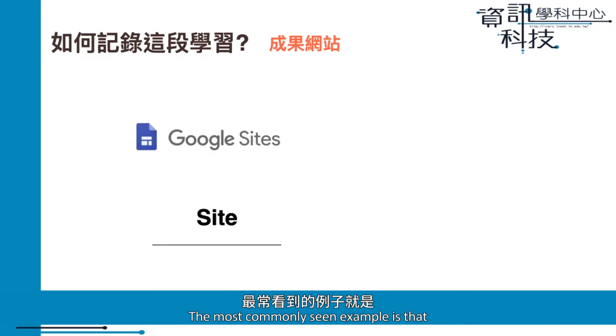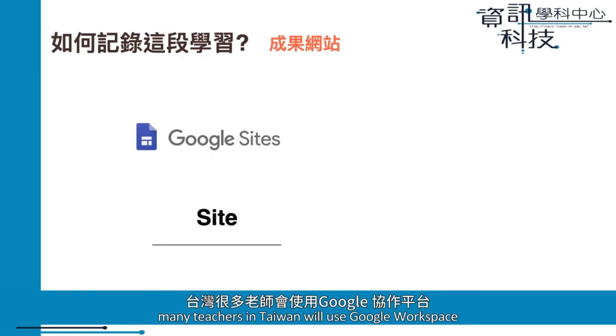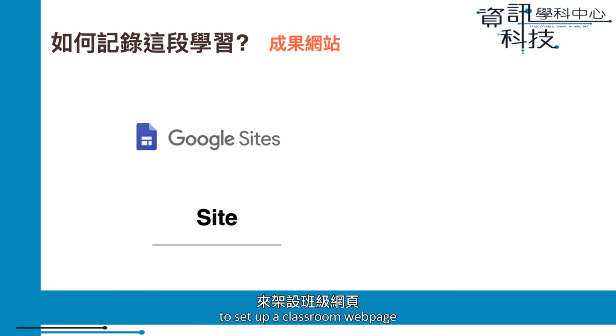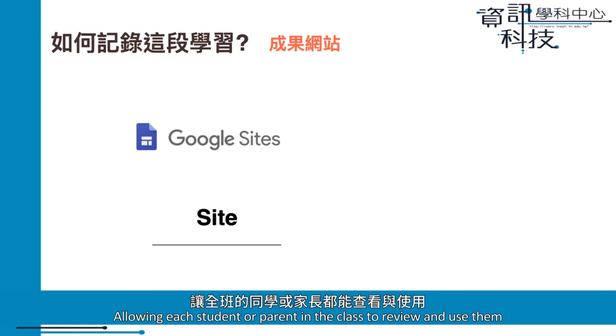The most commonly seen example is that many teachers in Taiwan will use Google Workspace to set up a classroom web page, integrating class photo albums, homework, and course resources in Google Sites, allowing each student or parent in the class to review and use them.